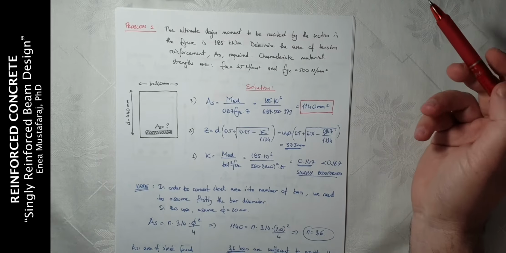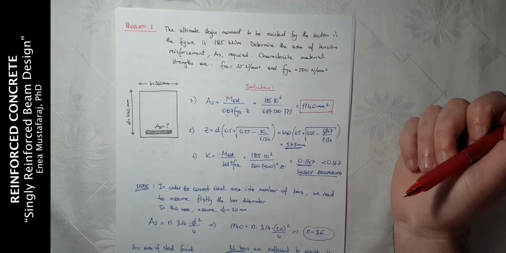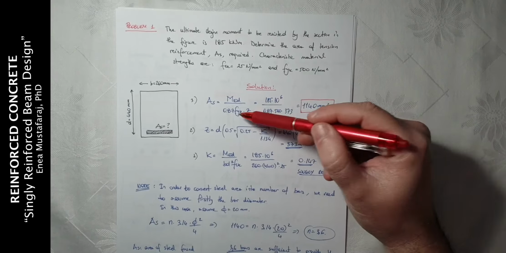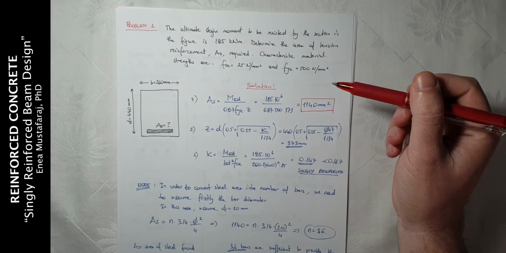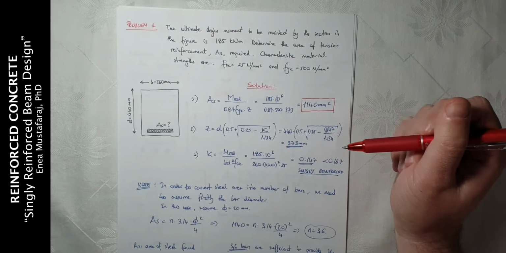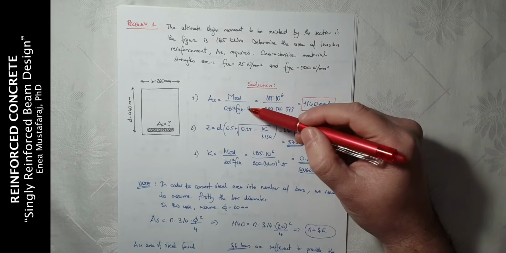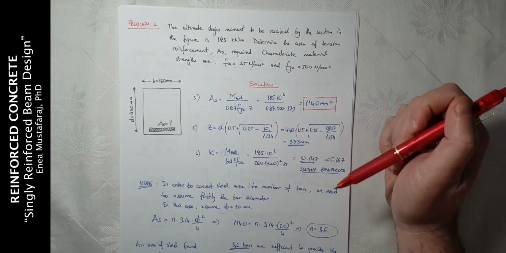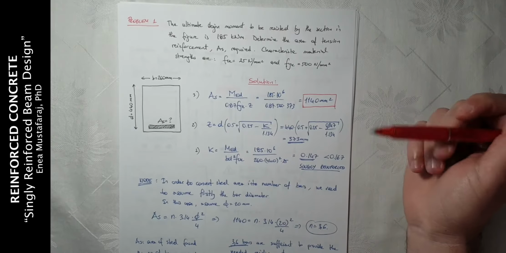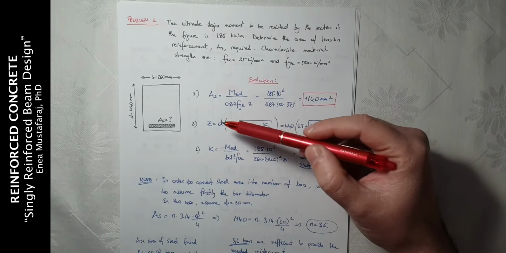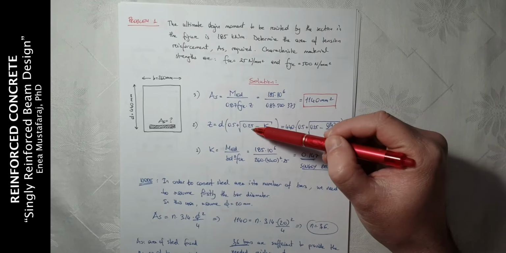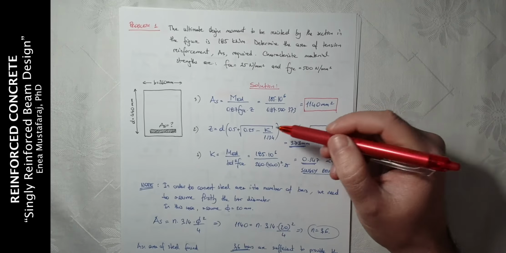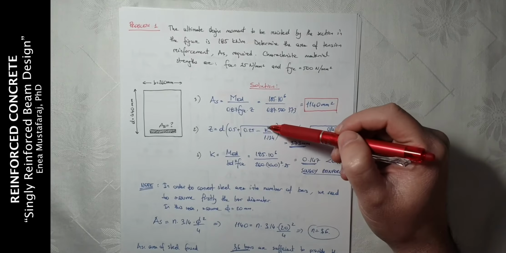So we are required to find the area of steel, or As. The formula for As is basically the applied moment divided by 0.87 fyk times z. But what is unknown in our formula is the letter z. So for the lever arm, the formula to be applied is this one, denoted by number 2. z is equal to effective depth times 0.5 plus the square root of 0.25 minus K divided by 1.134. In this formula we know d, but we do not know K.